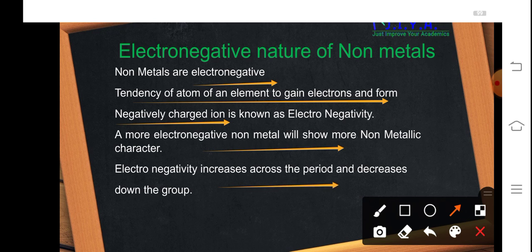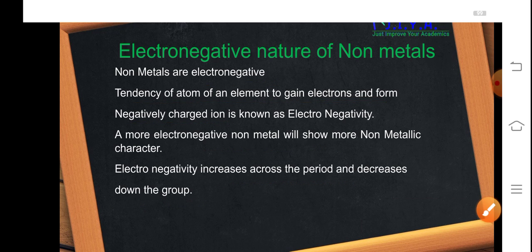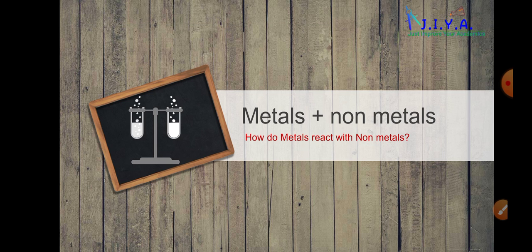Electronegativity increases across the period and decreases down the group. What does it mean? It means that in the periodic table, if we move from left to right, then the electronegative character of nonmetals increases. That is, the tendency to gain electron increases as we move from left to right in a period. But if we move down in a group, then the tendency of gaining the electron gradually decreases. So electronegativity increases across the period whereas it decreases down the group. All nonmetals have this tendency of electronegativity. That is, they have a tendency to gain electrons and form negatively charged ions.